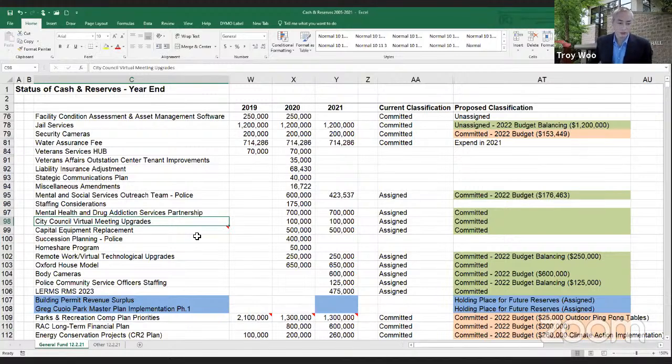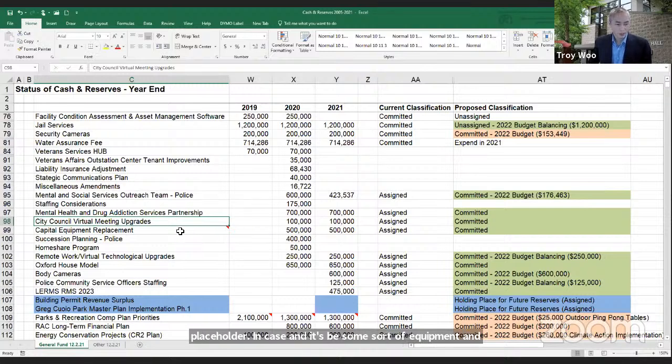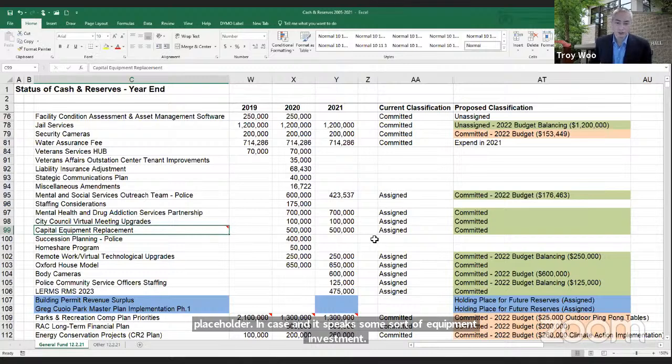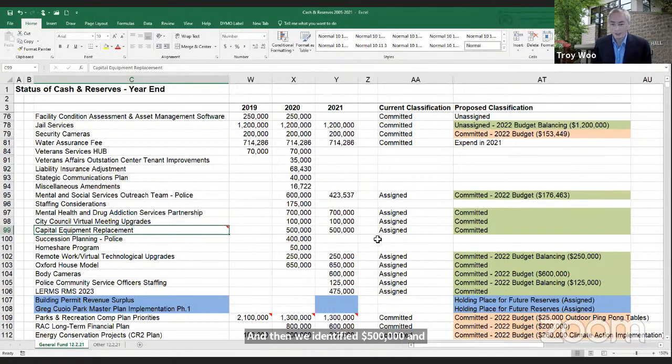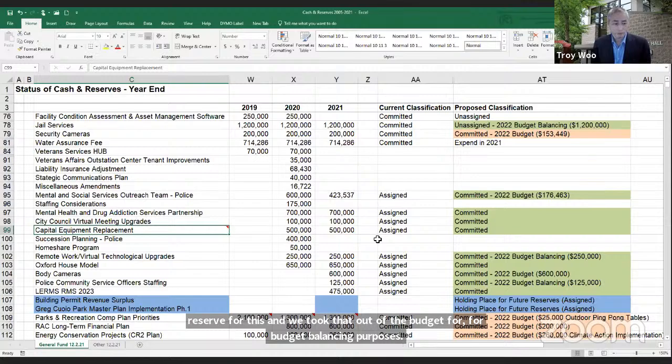So we have $100,000 as a placeholder in case there needs to be some sort of equipment investment. And then we had identified $500,000 in terms of capital replacement. You might remember, I think it was 2 years ago, we used to include in the budget basically a funded reserve for this, and we took that out of the budget for budget balancing purposes. So we would like to continue to fund that reserve.